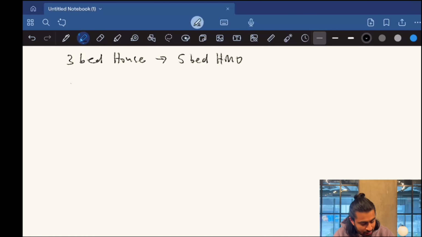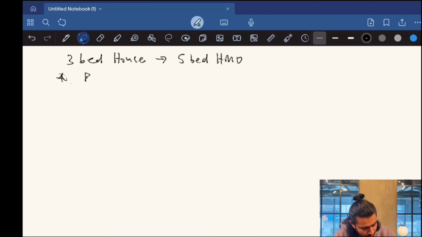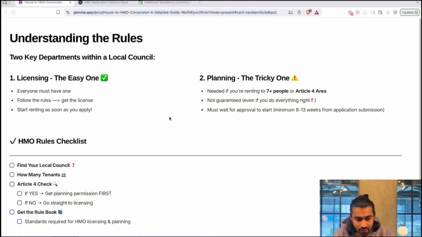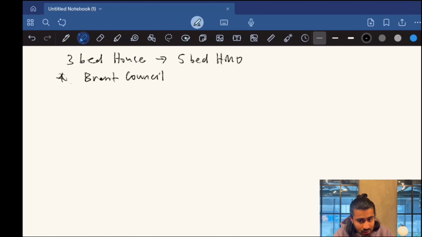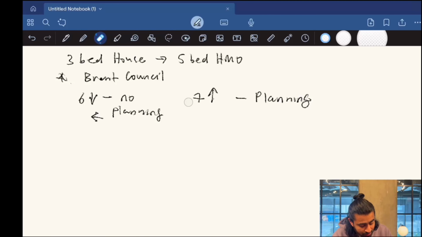Now, what would be the checklist? Well, the first thing is, who's my local council? My local council is Brent Council. The next thing is, how many tenants do I intend to rent the property out to? As we mentioned, 7 or more requires planning, 6 or less, no planning. Because planning is trickier, I would rather stick to not requiring planning rather than going through the planning process. So for me, I'm going to go for 6 or less.